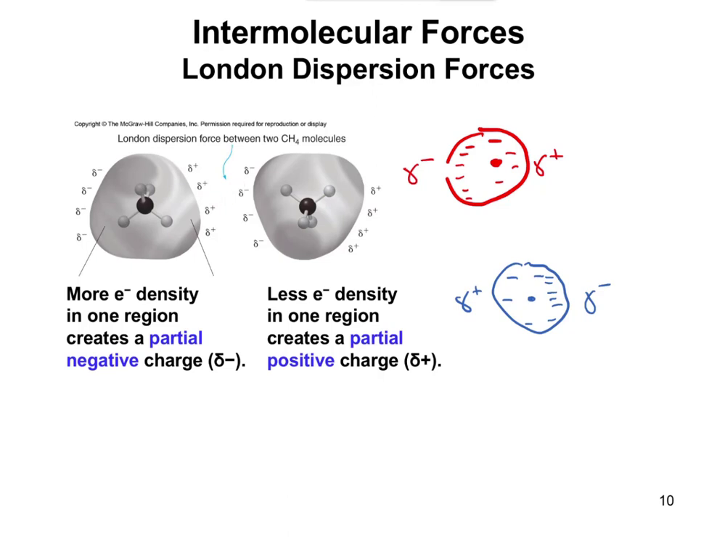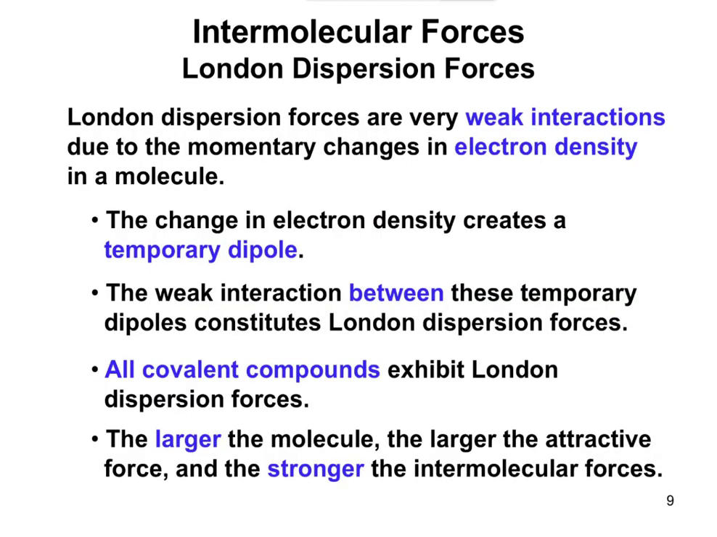Now, it's a temporary force because those electrons are always going to be moving. So, like I said, a half a second later, a few milliseconds later, those electrons could move, so they're no longer going to have those attractive forces. So, these are going to be very weak interactions between temporary dipoles, and that's what a London force is. All covalent compounds have them, and the larger the molecule, the stronger those forces will be in total.